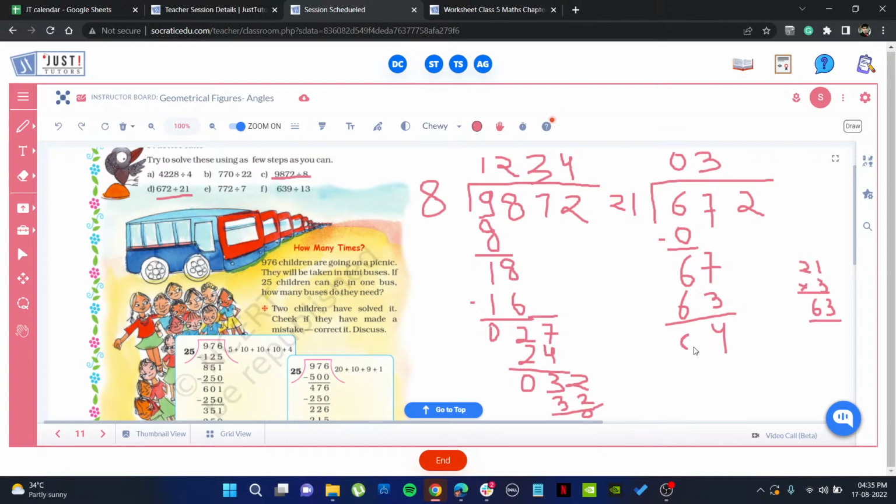And 6 take away 6 gives us 0. We get 4. Now the next step is to bring it down. We will bring this 2 down and it becomes 42. So does 42 come in the times table of 21? Yes, it does. And for that we need to multiply 21 by 2. So 21 times 2 gives us 42. And here our answer becomes 0. So our final answer is 32.